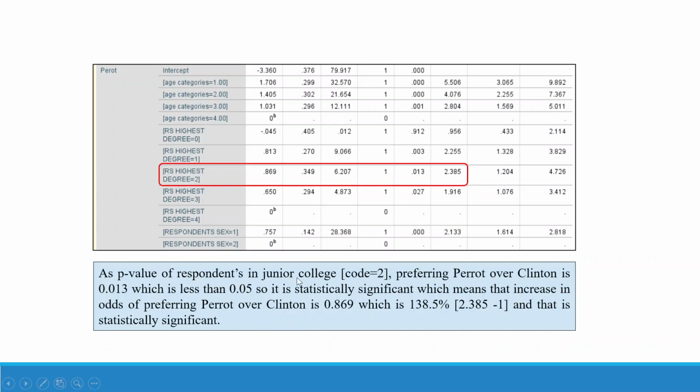As a p-value of the respondents in junior college, code 2, preferring Parrot over Clinton is positive, p-value less than 0.05. So preferring Parrot over Clinton is 0.013, which is less than 0.05. So it is statistically significant, which means that the increase in odds of preferring Parrot over Clinton is 0.869, which is 138.5 percentage. How? 2.385 minus 1 into 100, and that is statistically significant.